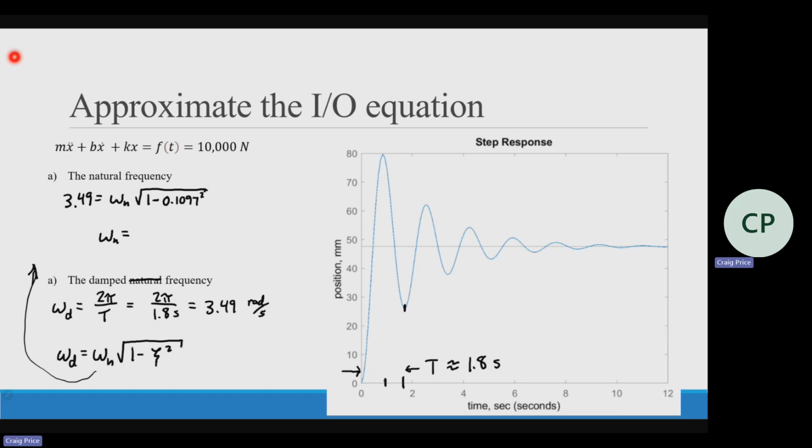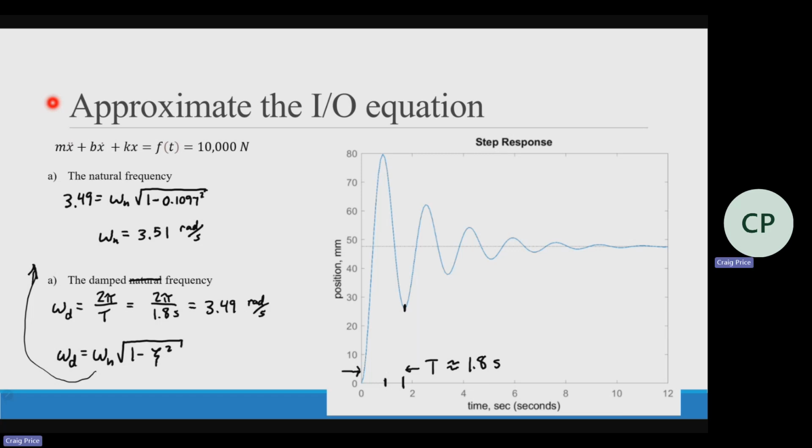So we got 3.49 divided by square root of 1 minus zeta squared. I got 3.51 radians per second. It should be small. It will be small. A small difference, right? Because damping ratio is so small, these two frequencies are basically the same. Like I have very little damping. We're very close to the natural frequency. Okay.